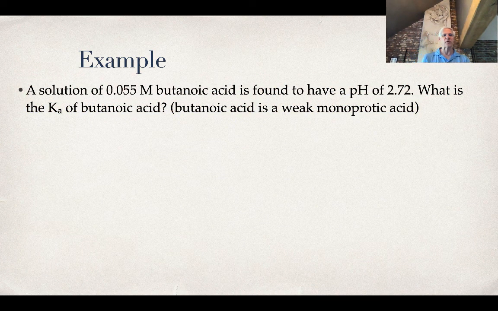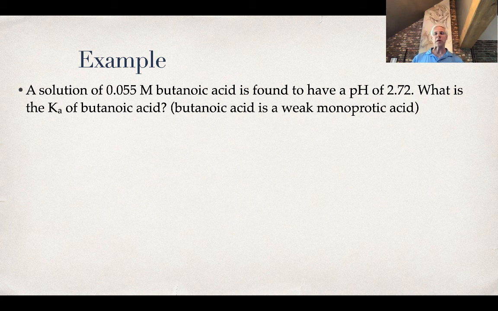So we have a solution of 0.055 molar butanoic acid. It's found to have a pH of 2.72. We want to know what is its Ka. So we know the pH of the solution after it's reached equilibrium. Now we want to know what the Ka is. A little bit of information on there.